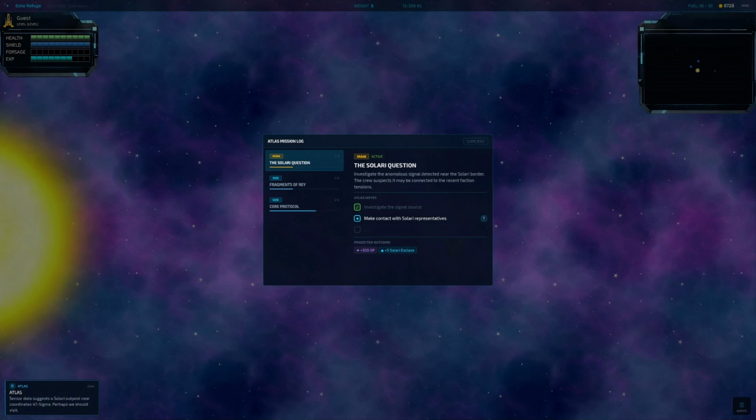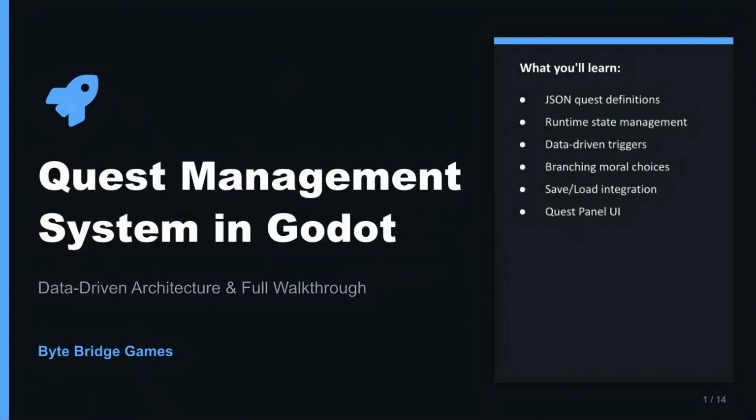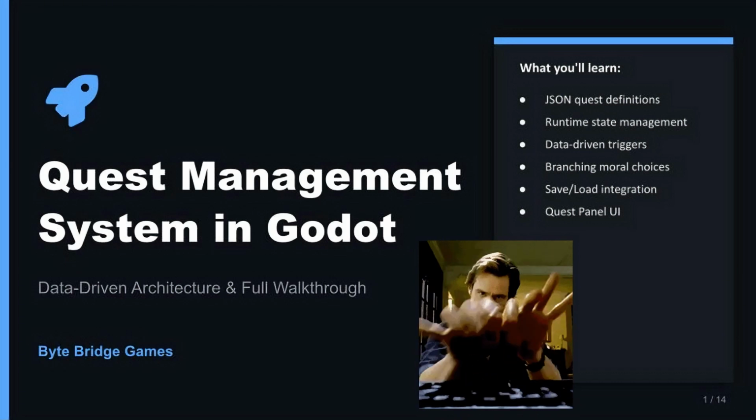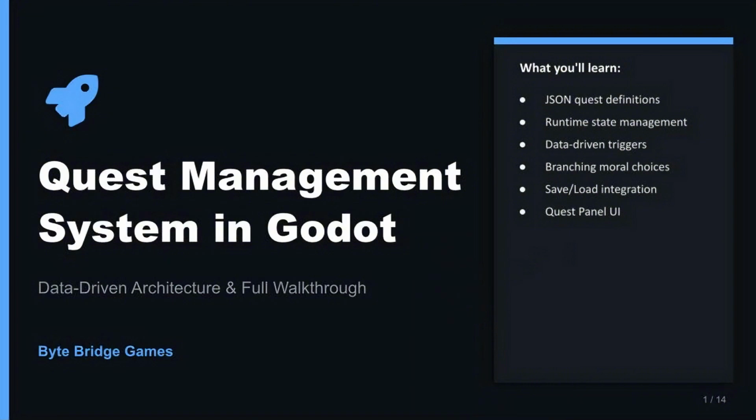Today we are building a complete quest management system for a space exploration game in Godot. By the end of this tutorial, you'll have a full data-driven quest system that supports multi-step quests, hidden objectives, branching choices, and persistent save/load, all without hard-coding quest logic into your game scenes. We will walk through the architecture first, and then see it in action with a real quest called Find Astro.